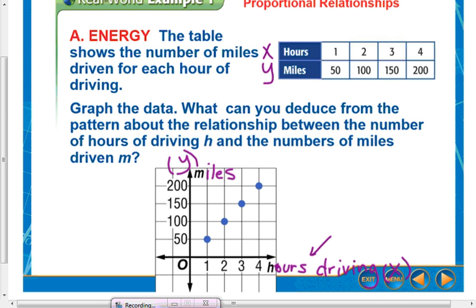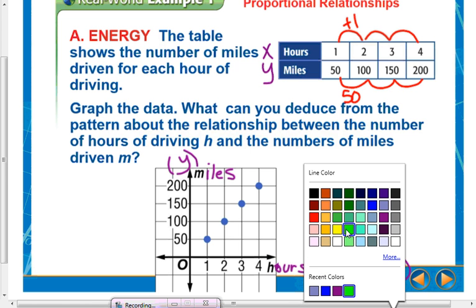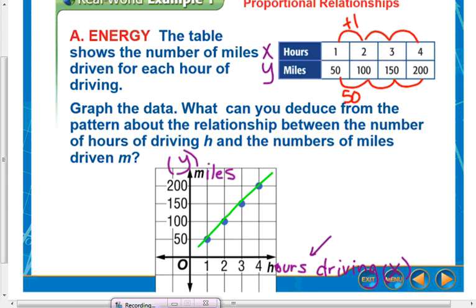So what can we deduce? Notice that every single time it's going up by how much? 1 hour. Very good. And every single time here it's going up by 50 miles. Very good. Do you imagine that if we connected these points, it would go through the origin? I believe it would. Let me show you right here. So if I had something like this, I imagine that this relationship would go right through the origin, right? So this is directly proportional, and I would conclude that we're going 50 miles per hour.